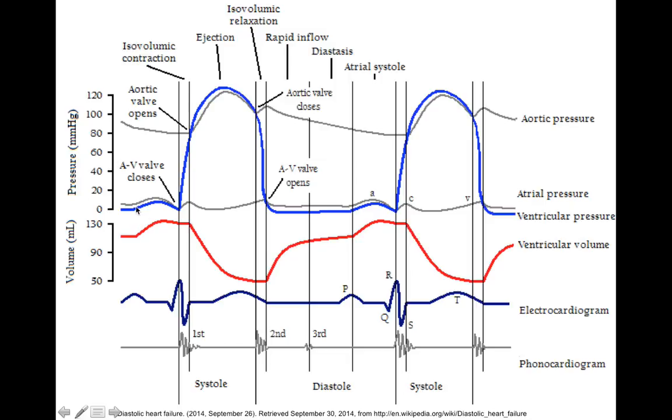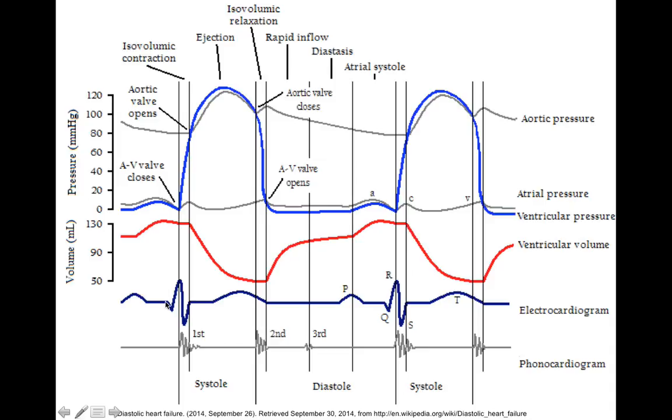Well, as atrial pressure rises, we can see that ventricular pressure also rises, right? Because blood's being forced into the ventricle, and this represents the 20% of blood that's pumped into the ventricle due to the contraction of atria. The red line here indicates ventricular volume, and you can see that ventricular volume remains constant until you get to atrial systole, and there's a little bit, 20%, that's pumped into the ventricle, okay?